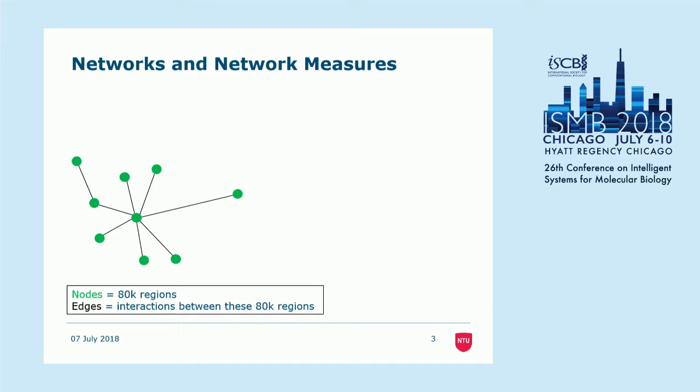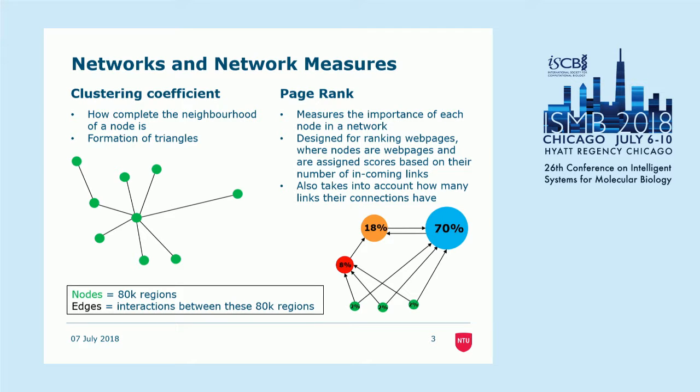So as I said, we're going to be using networks. So what we've done is created networks in which the nodes represent 80 kb regions of the genome and the edges represent connections between these regions. And once we've created these networks, we're going to be applying network measures to see which are the regions that we should be looking further into.